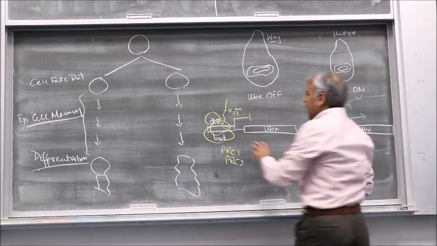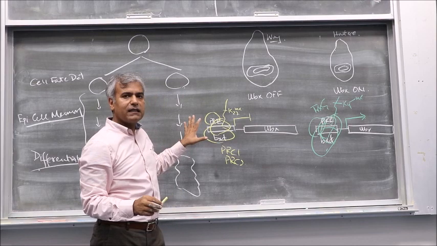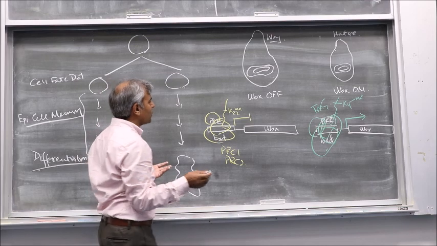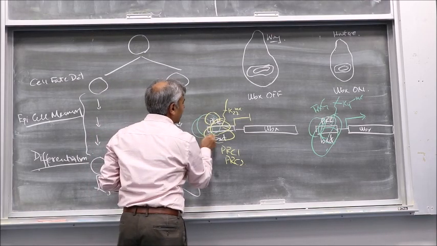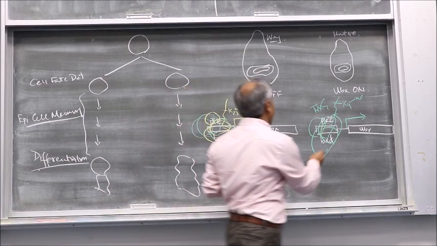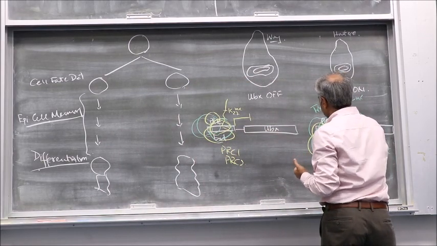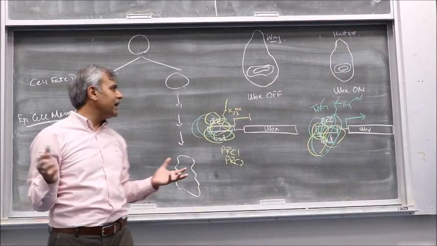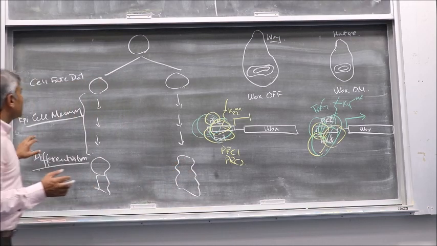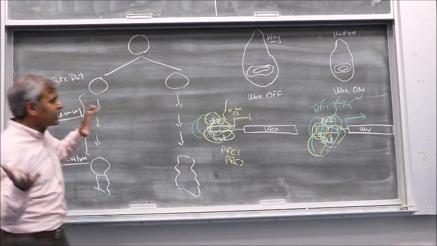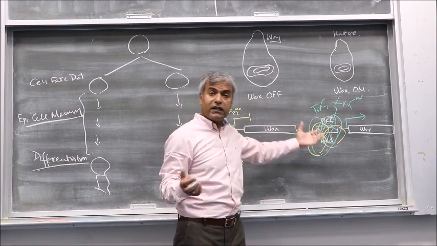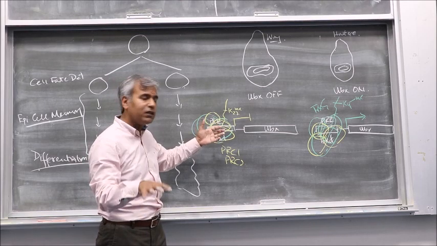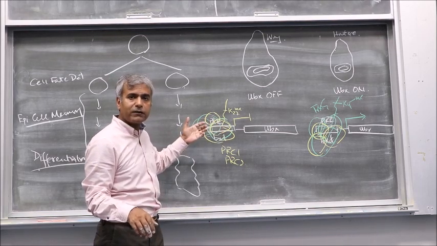Now, it's not as simple or as easy as I have drawn, because molecular evidence has shown that the trithorax group proteins are also present here, and Polycomb groups are also present here, regardless of whether the gene is off or on. So the big question in the field is, what determines whether the gene is going to be switched on by trithorax despite the presence of Polycomb, or is going to be switched off or maintained in the off state despite the presence of the trithorax group.